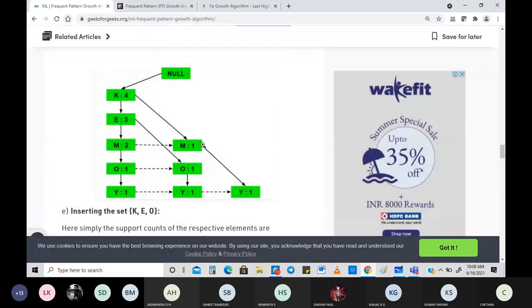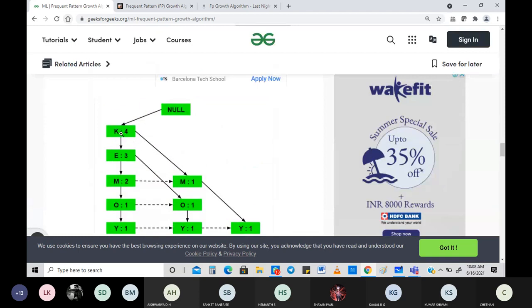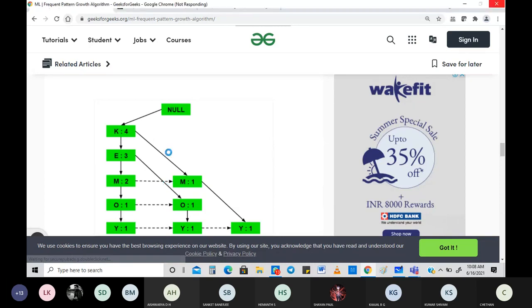Then the last part is K, E, O. So if I'm inserting K, E, O, how do you think it will be? You can start here again, K, E, where is O? I can't write it here. But you can very clearly see that from K to E, then from O, there is a direct contact here. There's already a direct contact for K, E, O.